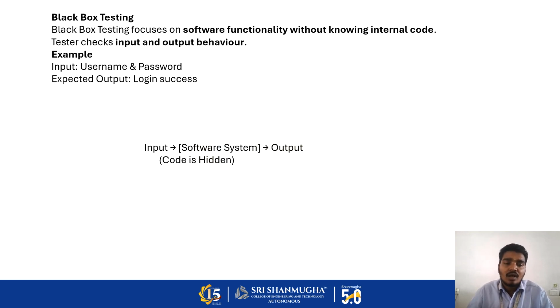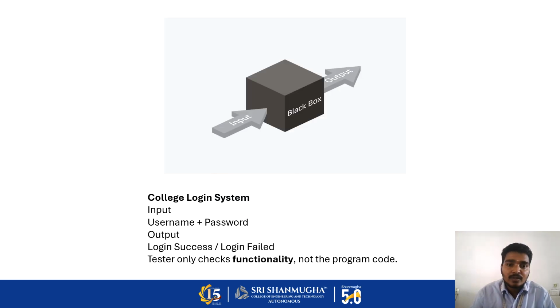For example, input a username and password. The expected output is a successful login. That is called black box testing. The input is the software system, and the output is the real-time environment. The code is hidden. We can see it in the diagram: the input goes to the black box testing, and it gives the output.